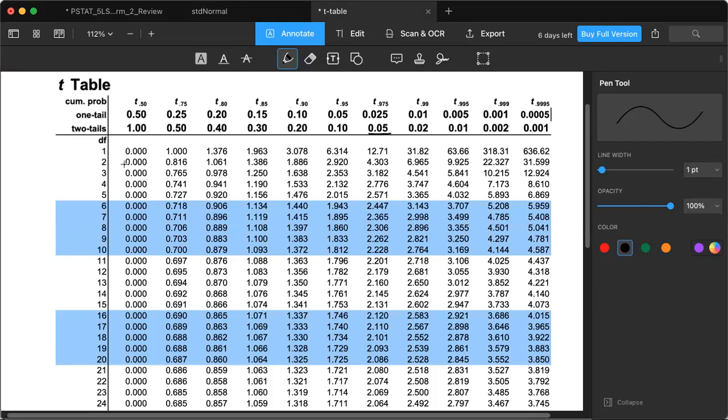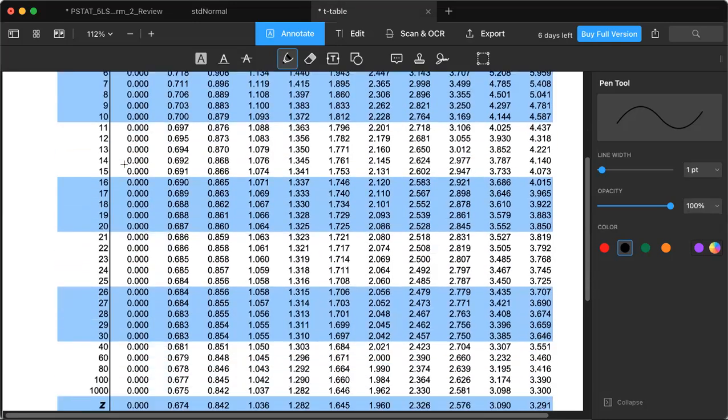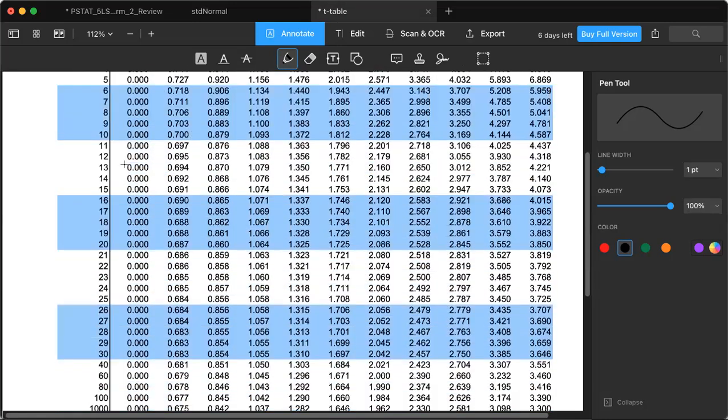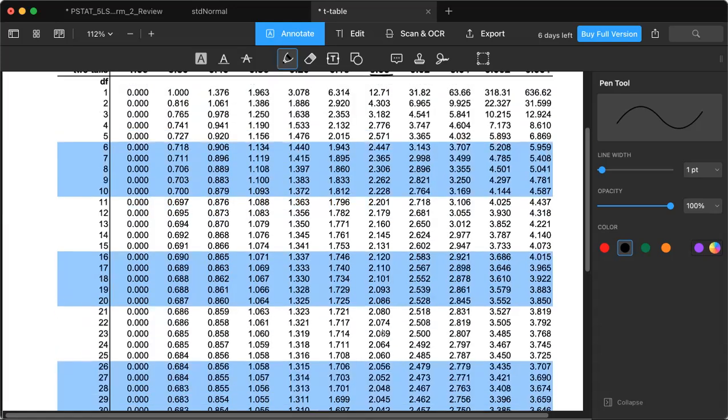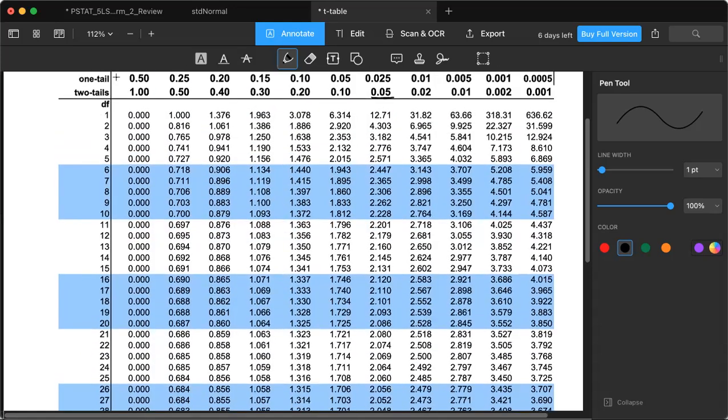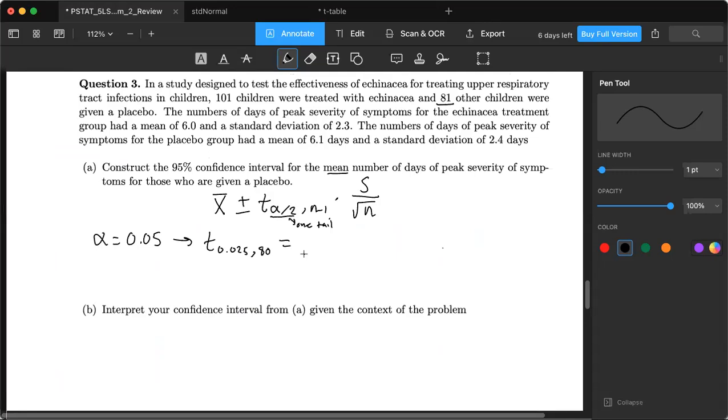And then we're going to go all the way down to 80 is our degrees of freedom. So making sure I'm in the right column. There we go. 80, so 1.990. Make sure again that that's the right column. Yes. So our T value is 1.990. And that's all we need.